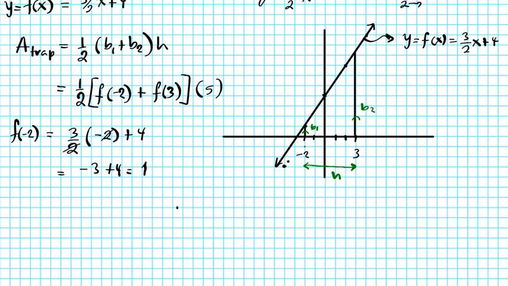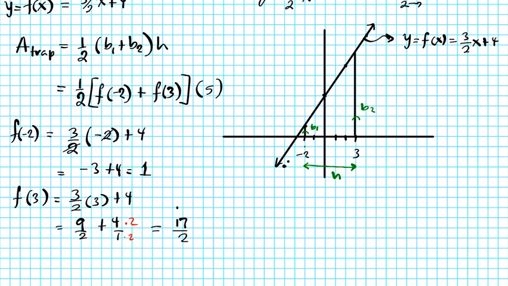Okay, and then to find the second base of my trapezoid, I'll do f of 3, which is 3 over 2 times 3 plus 4. Okay, we multiply this, you have 9 over 2 plus 4. To put this over 1, find the LCD, multiply by 2 top and bottom. So it's going to be 9 plus 8 over 2, which is basically 17 over 2.